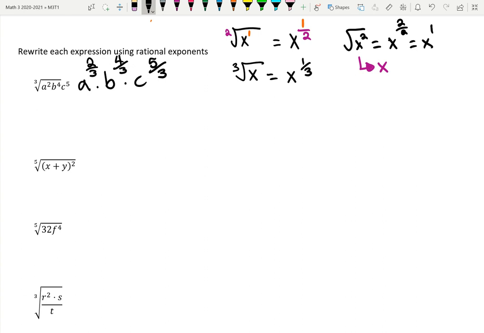For this next one, number 5, I'm not going to do anything fancy. I'm going to just rewrite this as x plus y to the power over the radical.